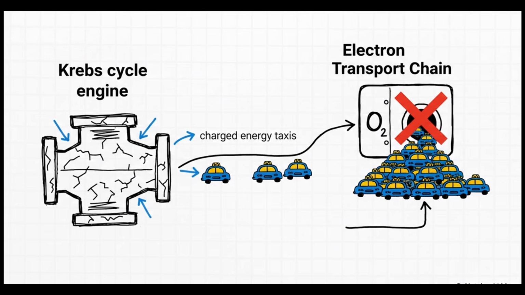It's because all these processes are completely dependent on each other. The Krebs cycle can only keep running if it gets a steady supply of empty NAD and FAD taxis. The only way for those taxis to become empty is to drop off their energy at the next stage. And that next stage absolutely requires oxygen. So no oxygen means the taxis get clogged, a huge traffic jam forms, and the entire Krebs cycle engine seizes up.